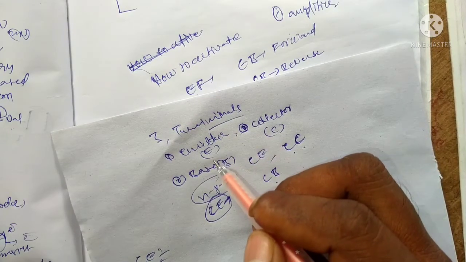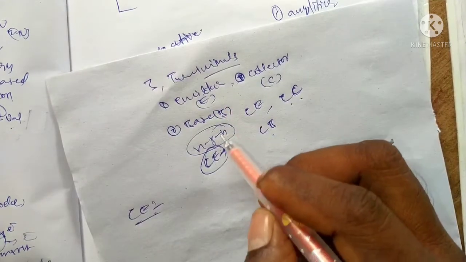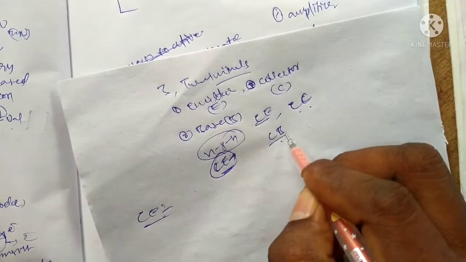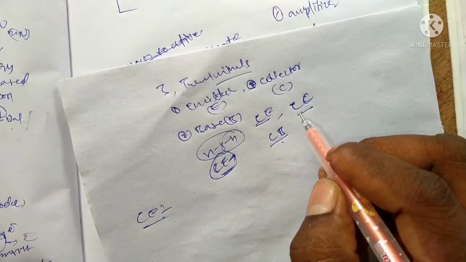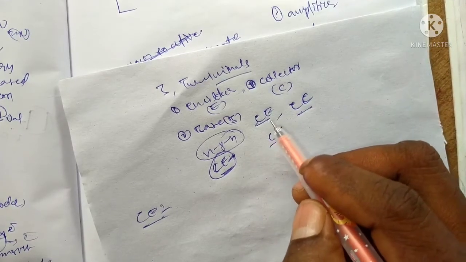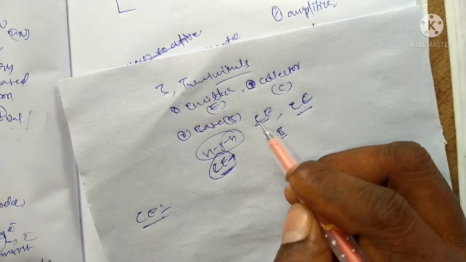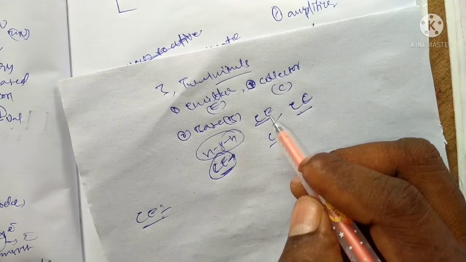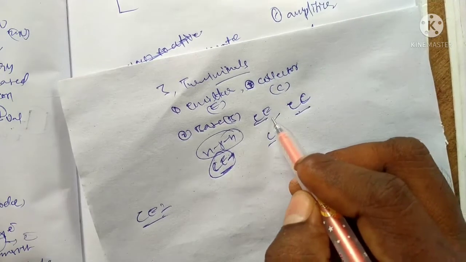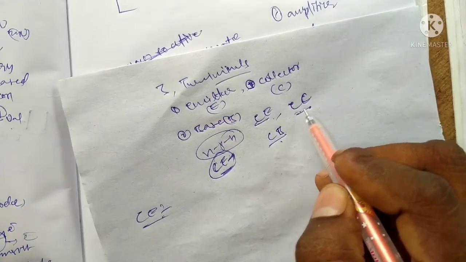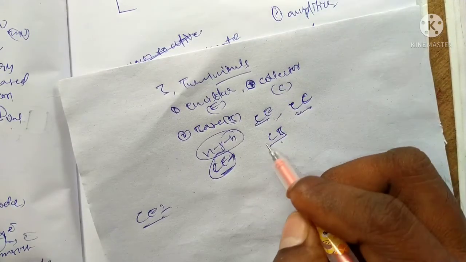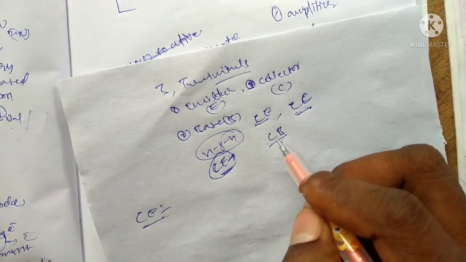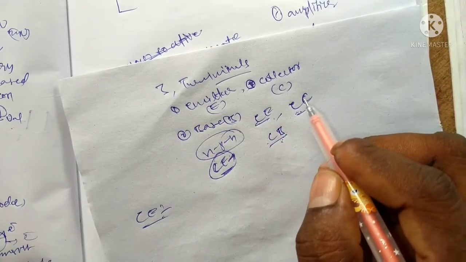But it can be connected in three ways: CE configuration, CB configuration, and CC configuration. That means common emitter, common base, common collector. Common emitter means the emitter is common to base and collector. Common collector means the collector is common to emitter and base. Common base means the base is common to emitter and collector.